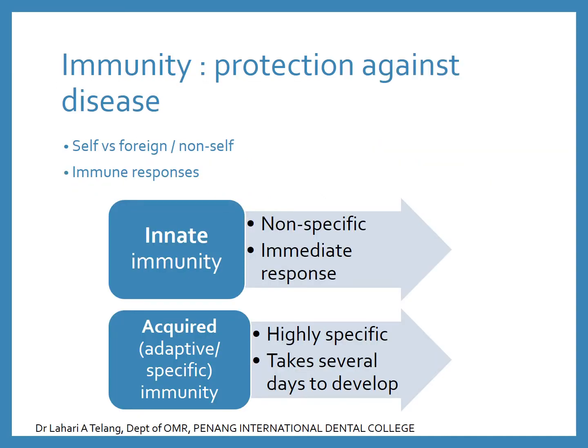Let's look at immunity as such, moving on to more immune-related diseases. Immunity actually gives protection against disease and helps distinguish self versus non-self. So immune response could be innate or acquired. Innate immunity is generally non-specific and it's an immediate response, whereas acquired immunity, which is adaptive, is more specific and takes several days to develop.